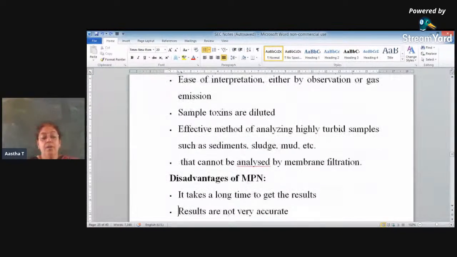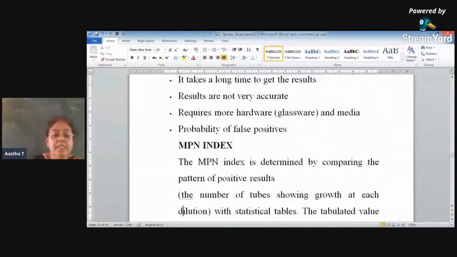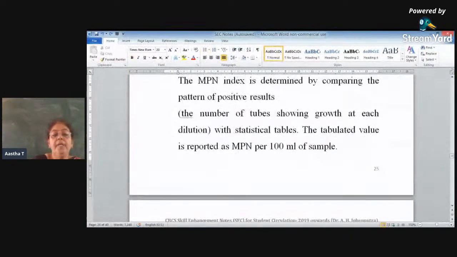These are the advantages, disadvantages. Now, what is the MPN index? It is determined by comparing the pattern of the positive tubes, the number of tubes showing growth at each dilution, with the statistical table, and that tabulated value is reported as MPN per 100 ml, and that is known as the MPN index. We have seen this above.